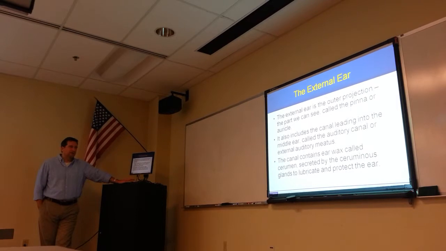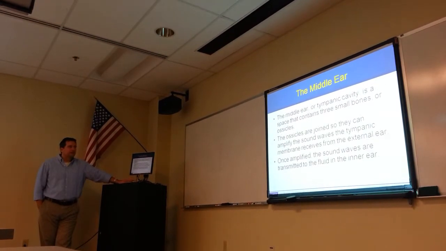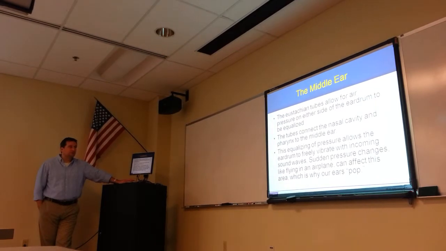There's the external auditory meatus. We talked about that. The cerumen from the ceruminous glands. The cerumen's the earwax. The tympanic membrane. The ossicles. Okay. The malleus is the hammer. The incus is the anvil, and the stapes is the stirrup. The ossicles can amplify sound up to 22 times the original level, which is pretty good.